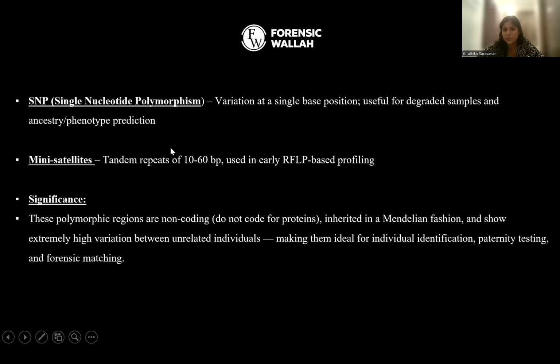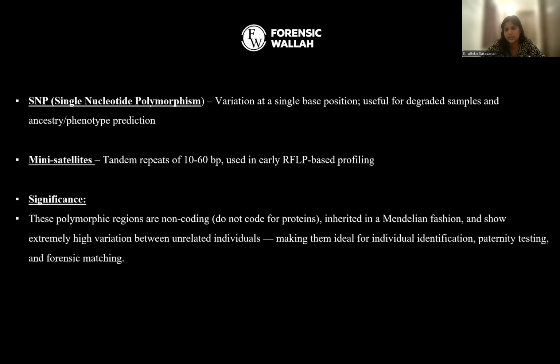Now, coming to SNPs and minisatellites. Single nucleotide polymorphism means, as I told you, there is a variation at a single base position alone. For degraded samples and phenotypic prediction, they are very useful for us. Genotype is the genetic characteristics of an individual or organism. Phenotype is more about the physical characteristics, like skin color and hair color. To analyze them in detail, SNPs are highly helpful.